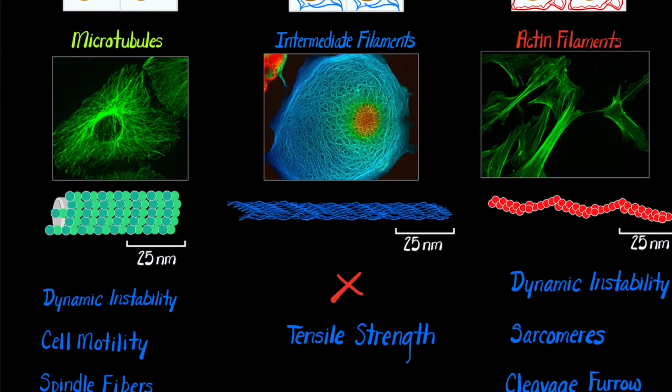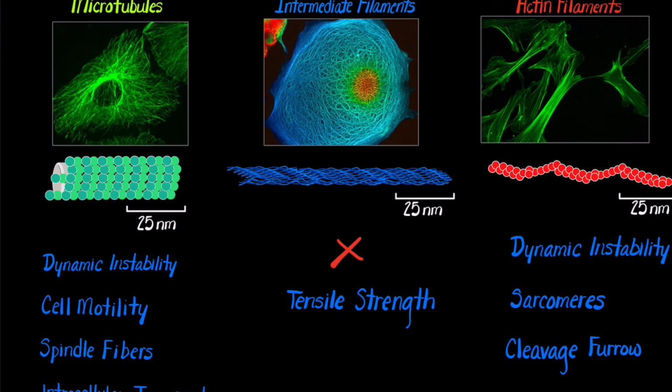So I hope this video cleared up some of the basics of cytoskeletal function, what elements compose a cytoskeleton, and the functions that each of them display. In the near future, I'll probably go into each of these individually and make a more in-depth video for microtubules, for intermediate filaments, and for actin filaments. But until then, utilize this video to differentiate between the three.